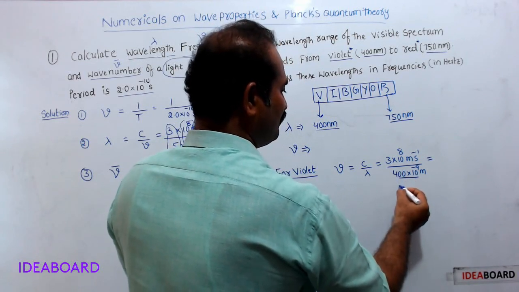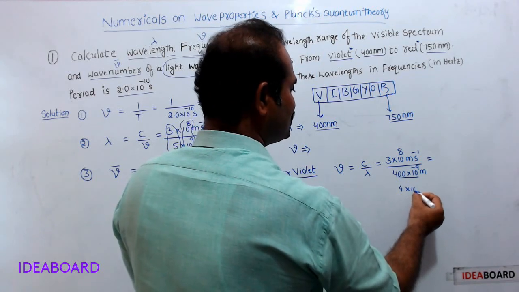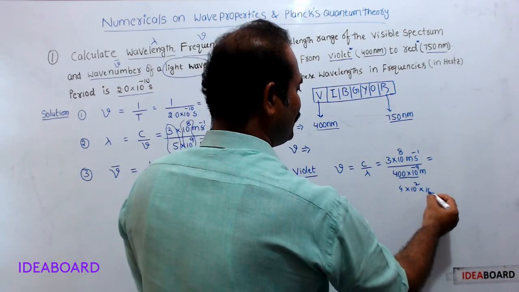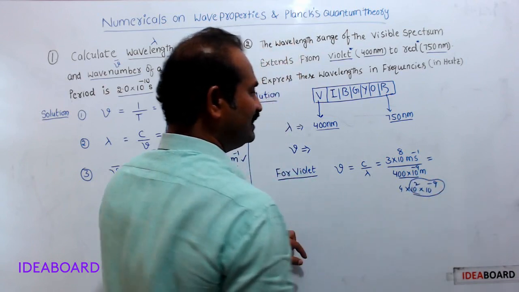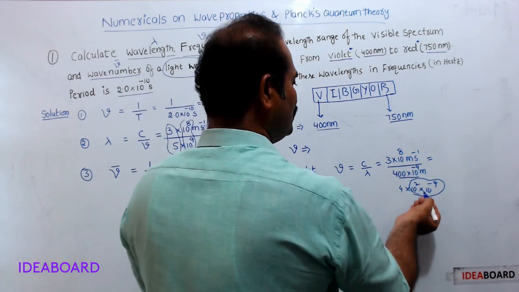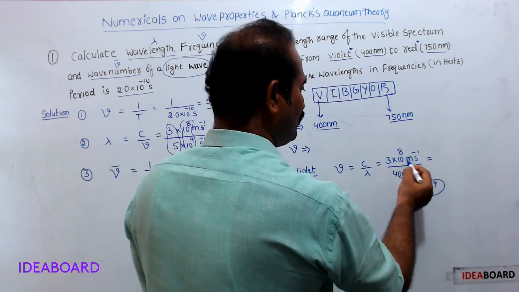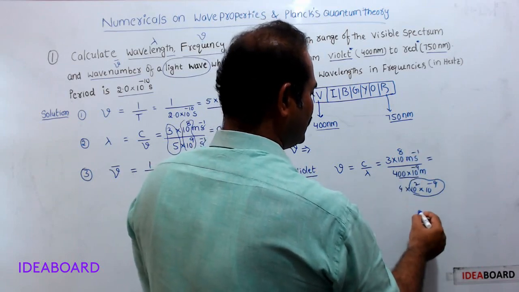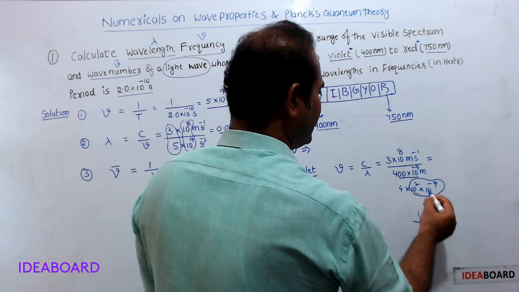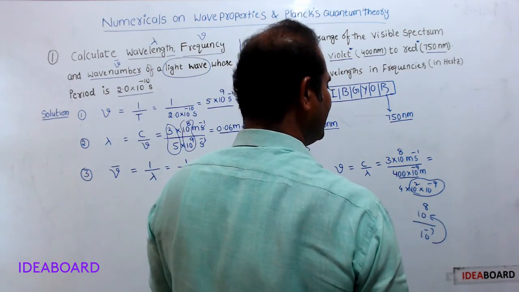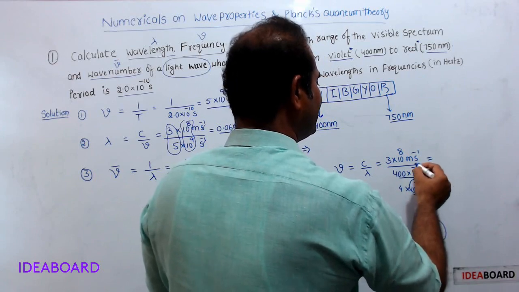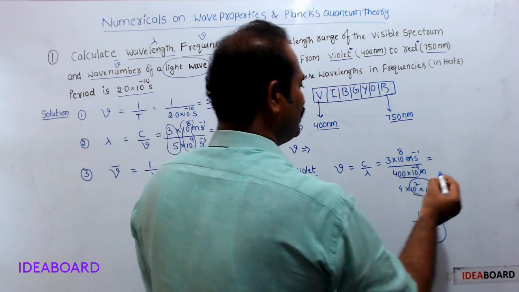Now, 400 means 4 into 10 square, into 10 power minus 9. You will get 10 power minus 7. So we have 10 power 8 divided by 10 power minus 7. Up, 10 power 8 is there; down, 10 power minus 7 is there. If you simplify this, you will get 10 power 15. Meter cancelled out, so 3 by 4 is left behind.